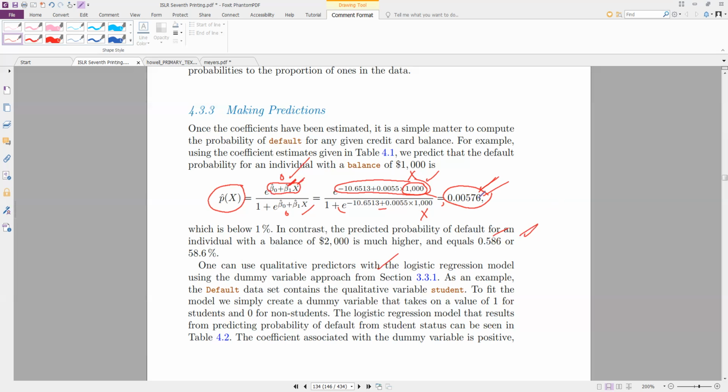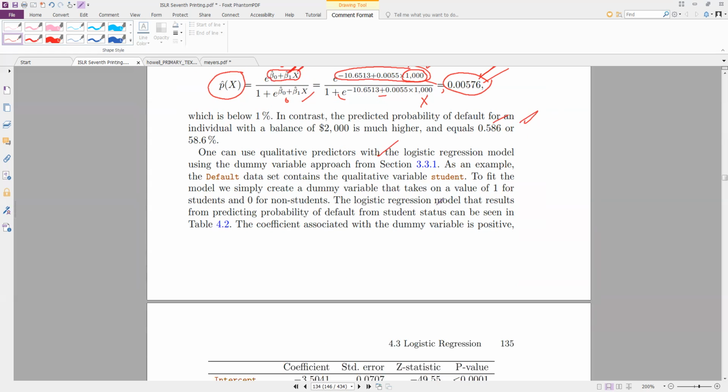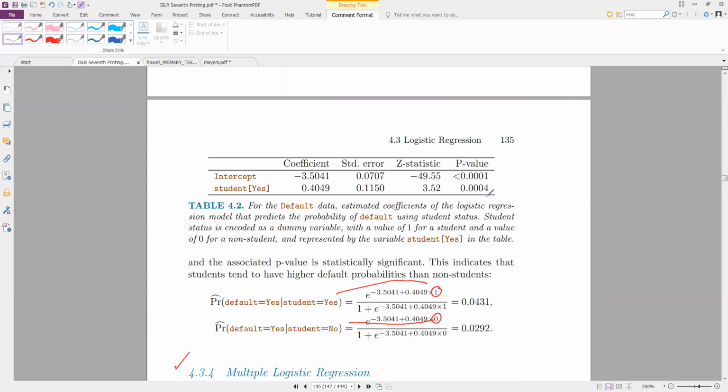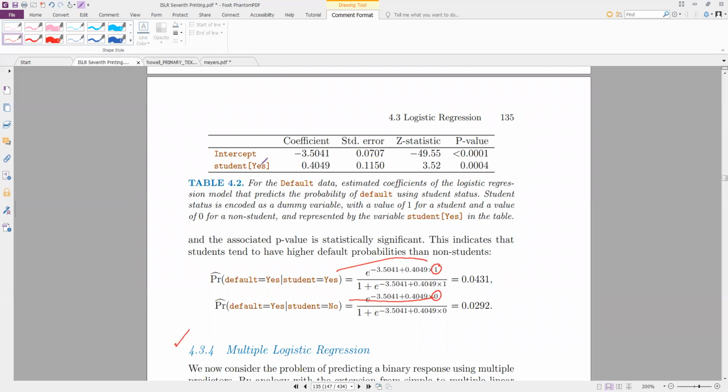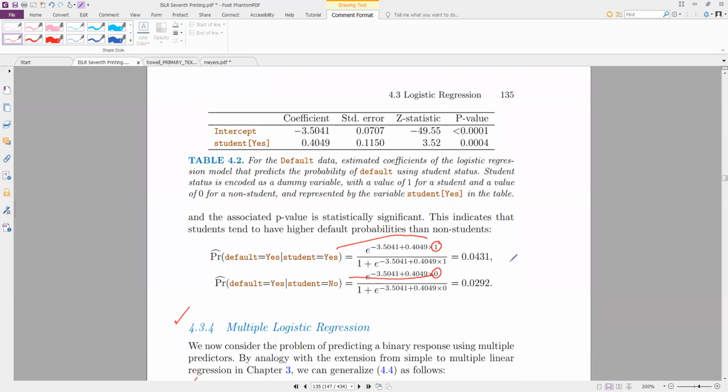We can also use qualitative predictors in the regression model via the dummy approach we looked at. We can look at student yes versus student no using our previous example. So this gives you the probability of default for a student in the yes group because they're coded 1, and coded 0 for no. That makes the logistic regression model pretty flexible too, because then you can ask, what's the probability of default if you're coded 1 versus 0? If you're coded 1, there's your probability of default. If you're coded 0, there's your probability of default.